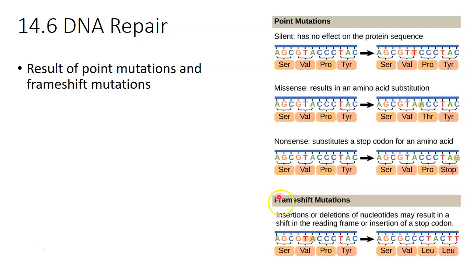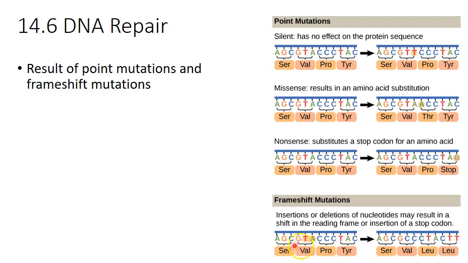These tend to be real bad. So a frame shift mutation. This is when you have an insertion or a deletion of nucleotides that may result in the shift of a whole reading frame, or you may end up with the insertion of a stop codon. So this is the original. It's supposed to be AGC, CTA, but this T and A, they get deleted. And so all of these now shift down.